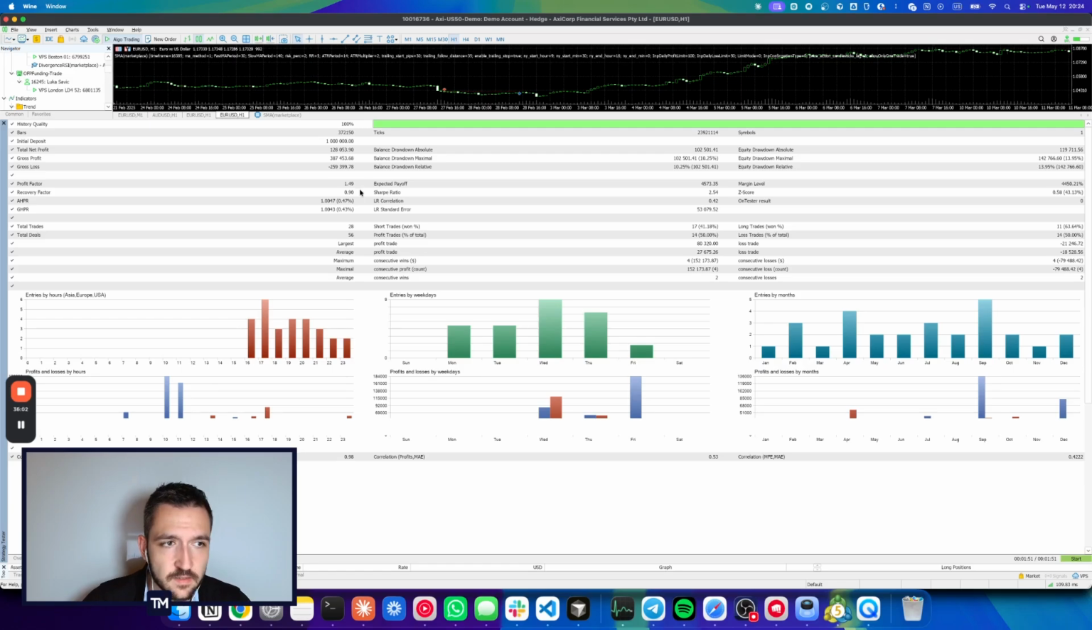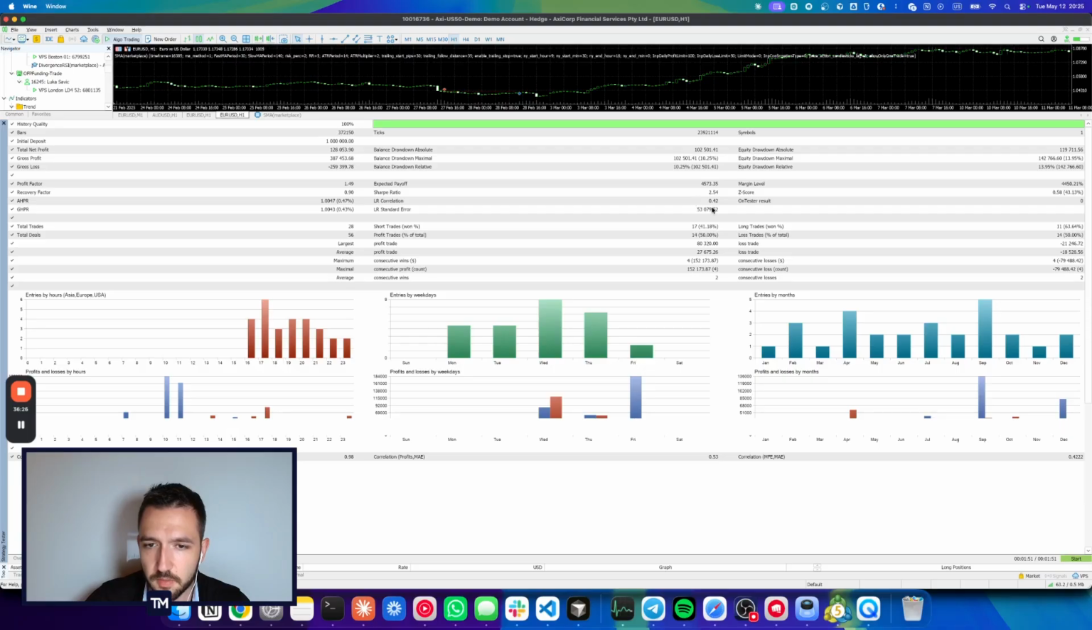Okay. The next one is profit factor, recovery factor, AHPR. This one I'm not sure what it means, as well as this one. You can see expected payoff. You can see Sharpe ratio. This is the one we were most interested in. Okay, so this is 2.54.